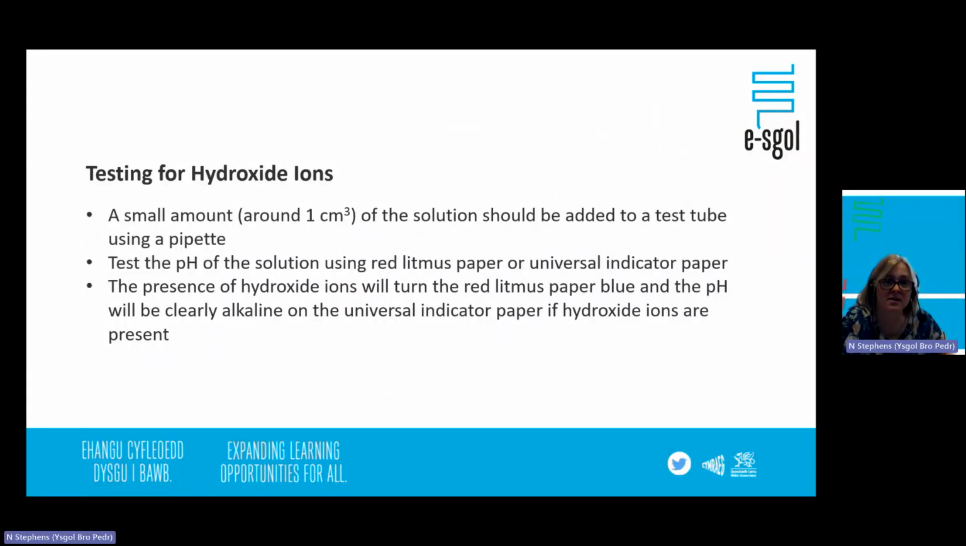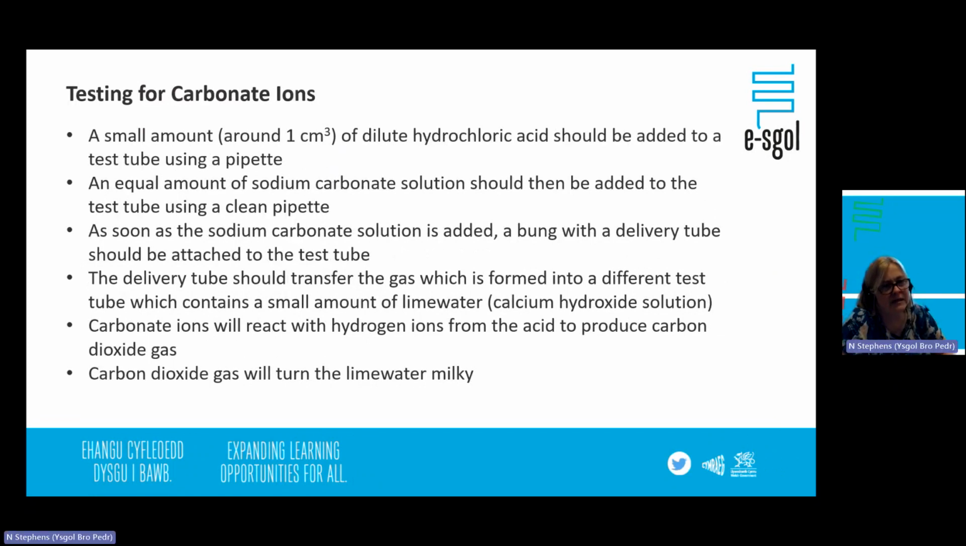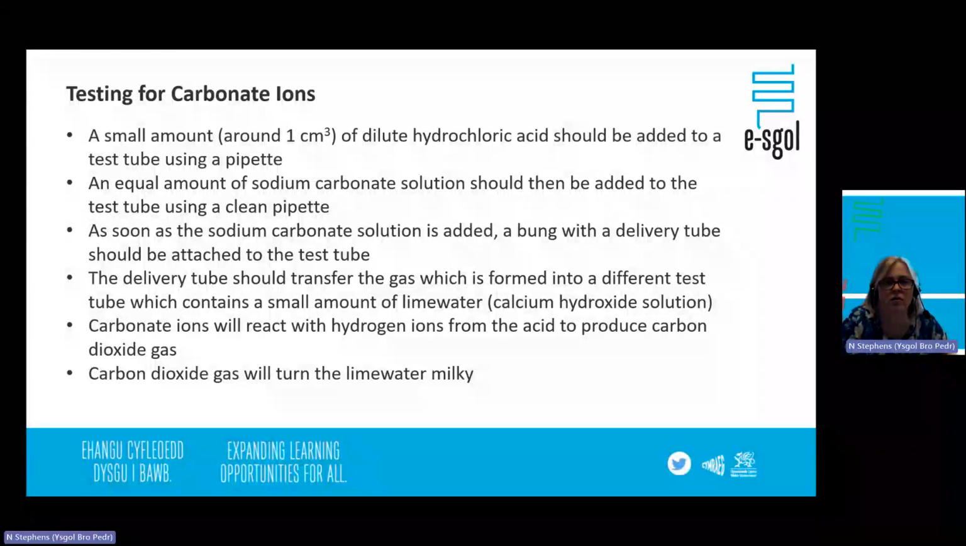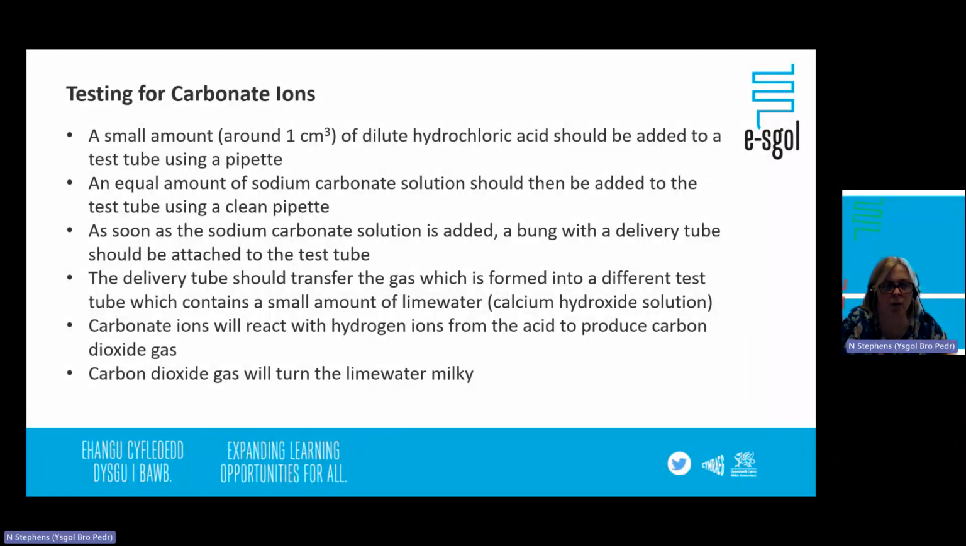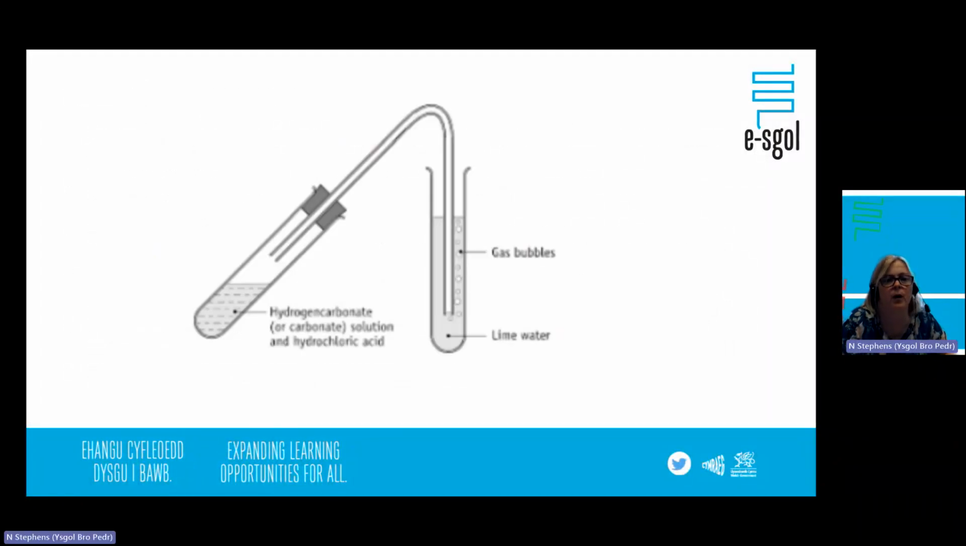So hydroxide ions, touched upon already, but we know that sodium hydroxide is basic, so it will turn red litmus paper the expected colour, of course, as will the universal indicator. Carbonate, very much tested in GCSE, but again has been built upon. So you would add the acid and you'd expect the evolution of CO2 gas, which, as we know, will turn lime water milky or cloudy.